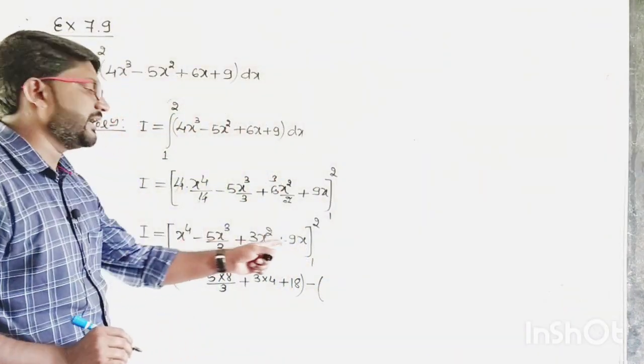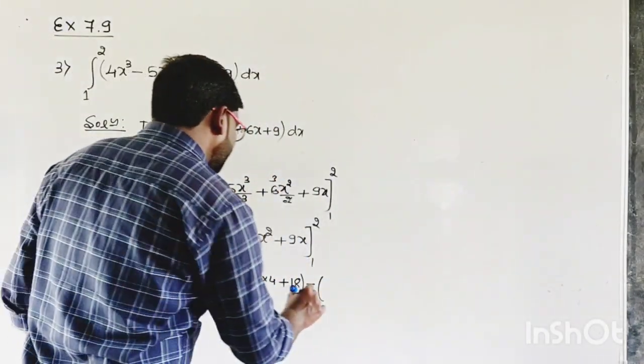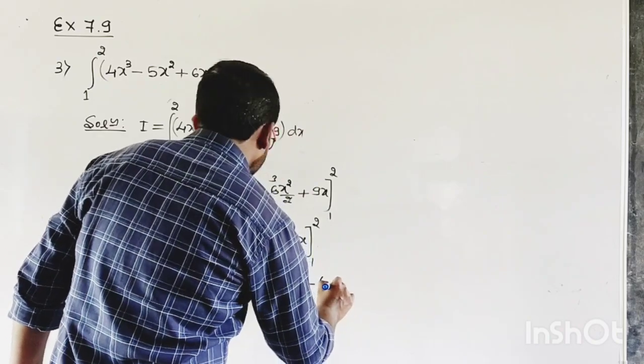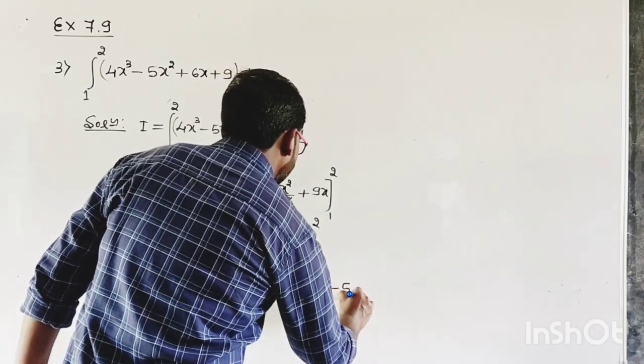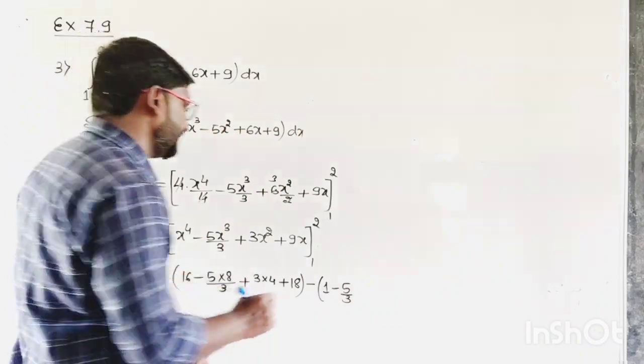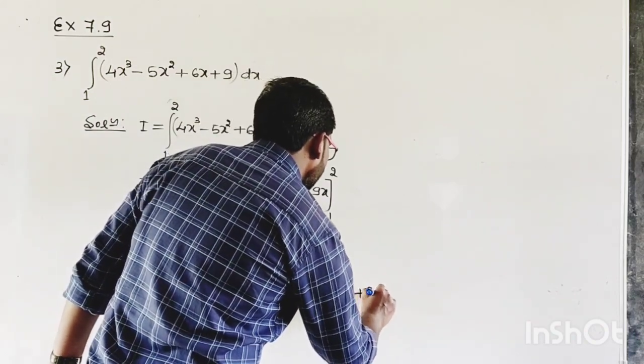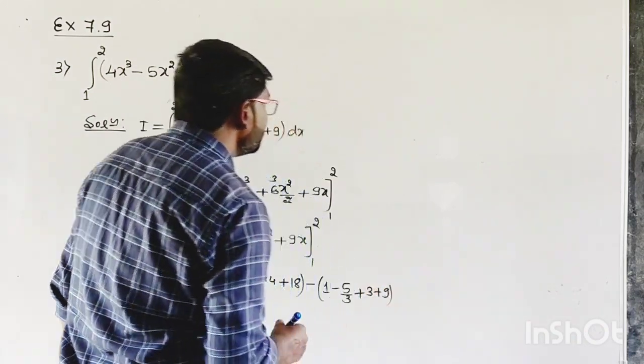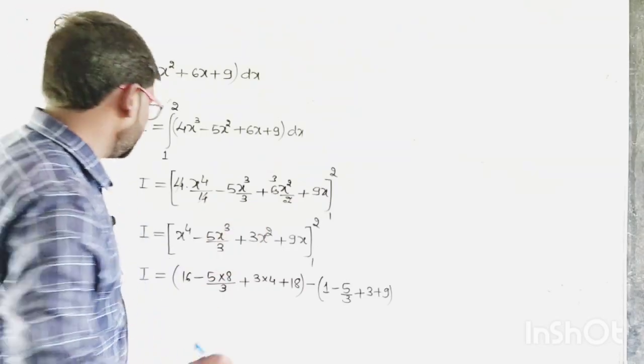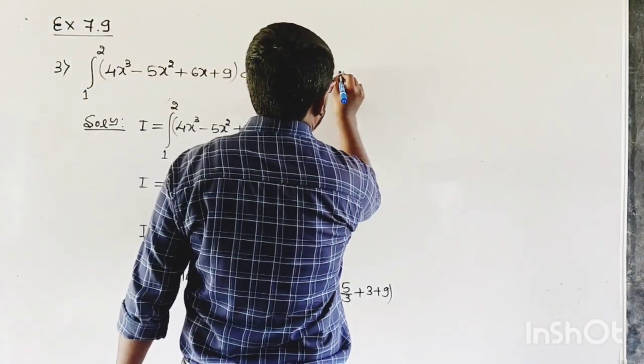In place of x we have to write 1. So we get 1 here. 1 raised to 4 is 1. Then minus 5 by 3. Then plus 3 plus 9. So we have to simplify this particular term to get the final answer for the given integral.